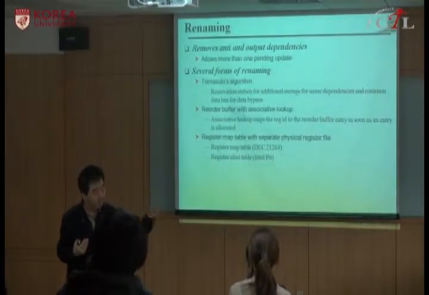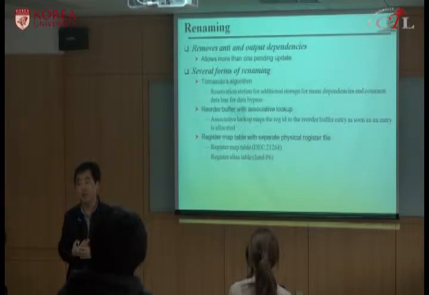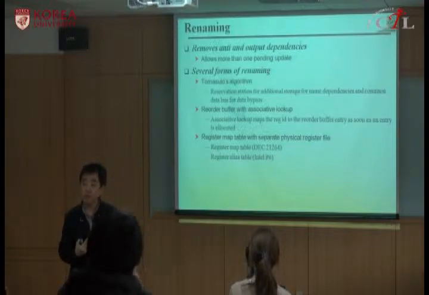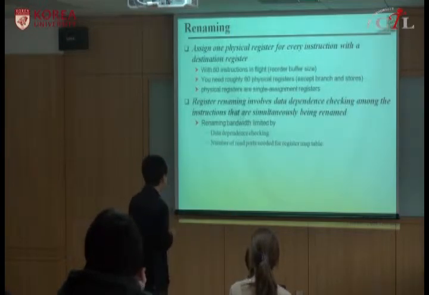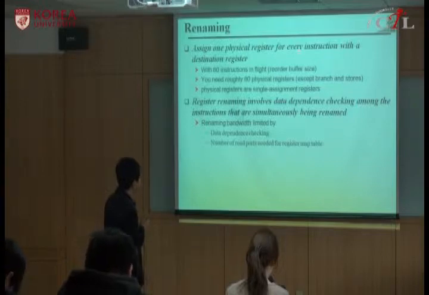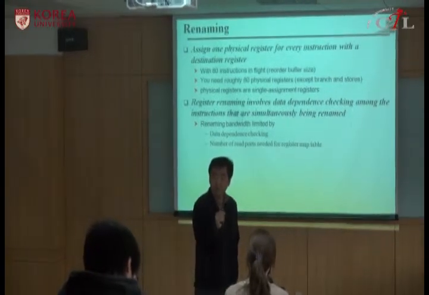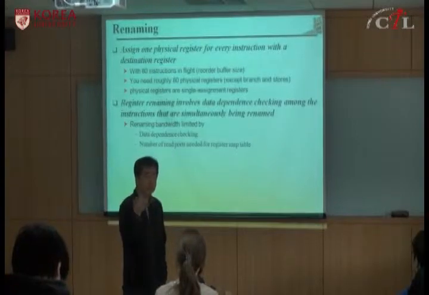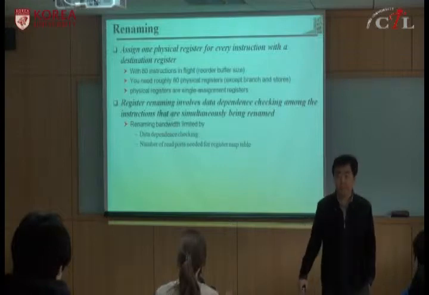Every time you are trying to write, you can allocate a new register from the physical register file, so that you can implement the single assignment rule, and you can eliminate write after read or write after write dependence. So you assign one physical register for every instruction with a destination register. If there is an instruction trying to write to a destination register, you allocate a new register. Then you can essentially eliminate all this anti and output dependence. Okay?